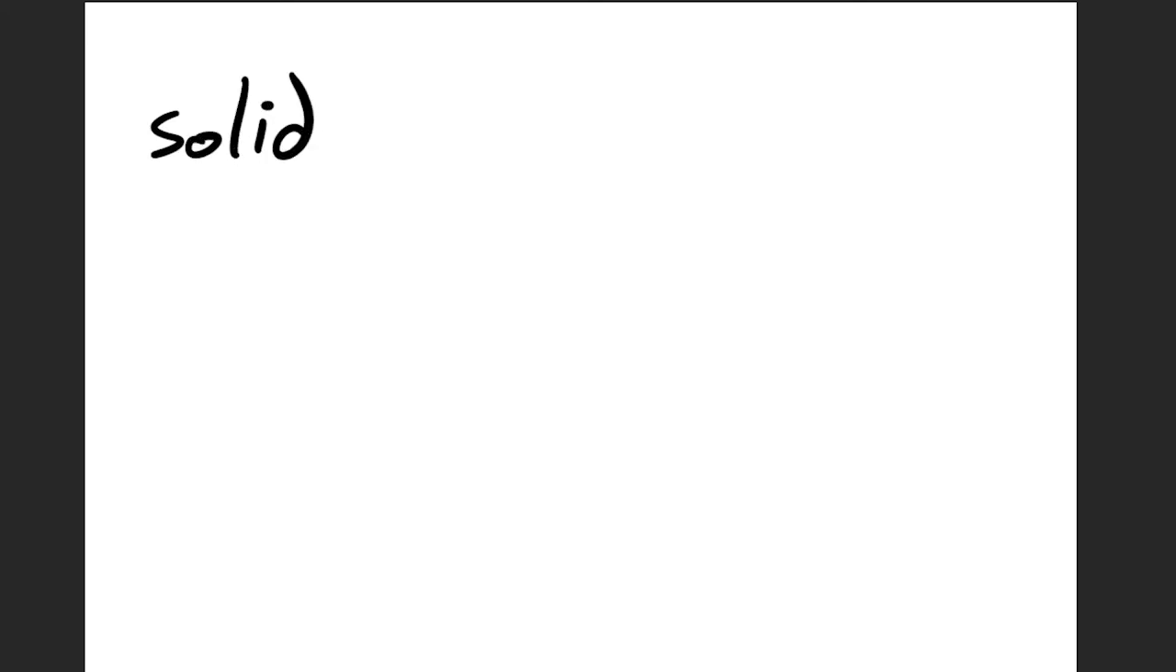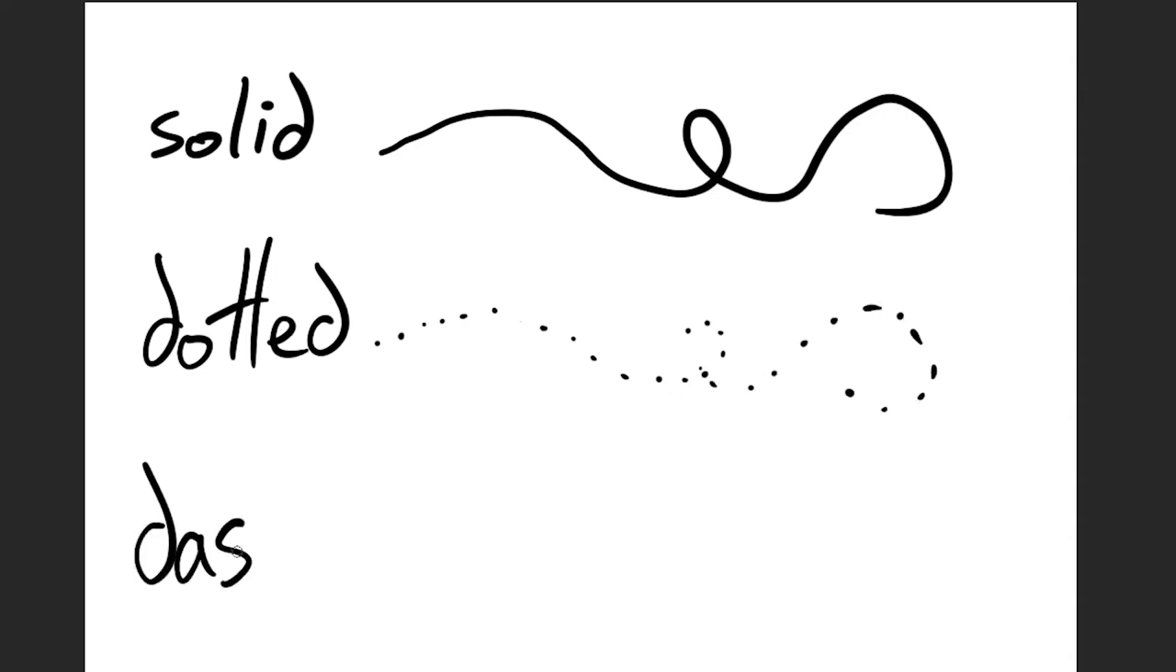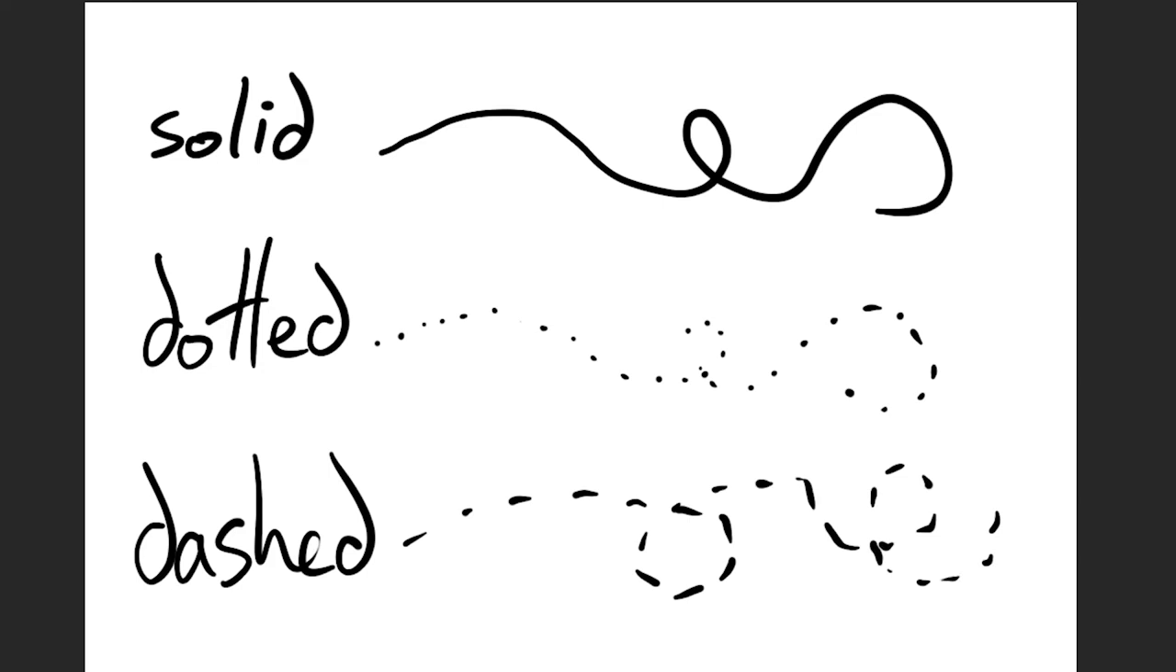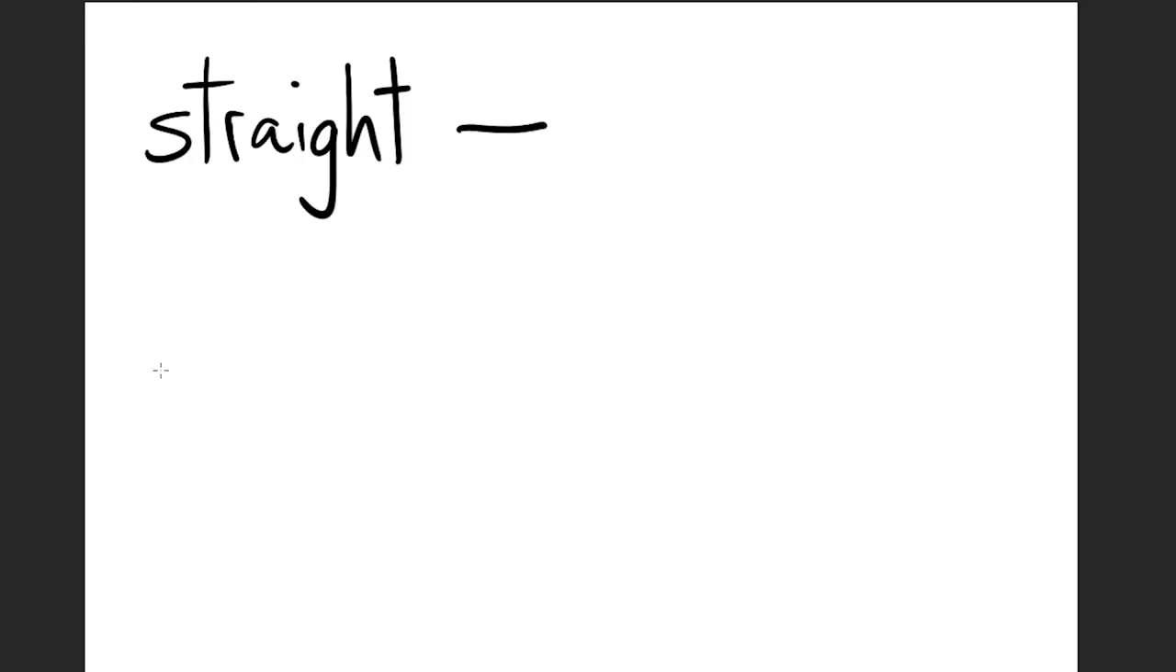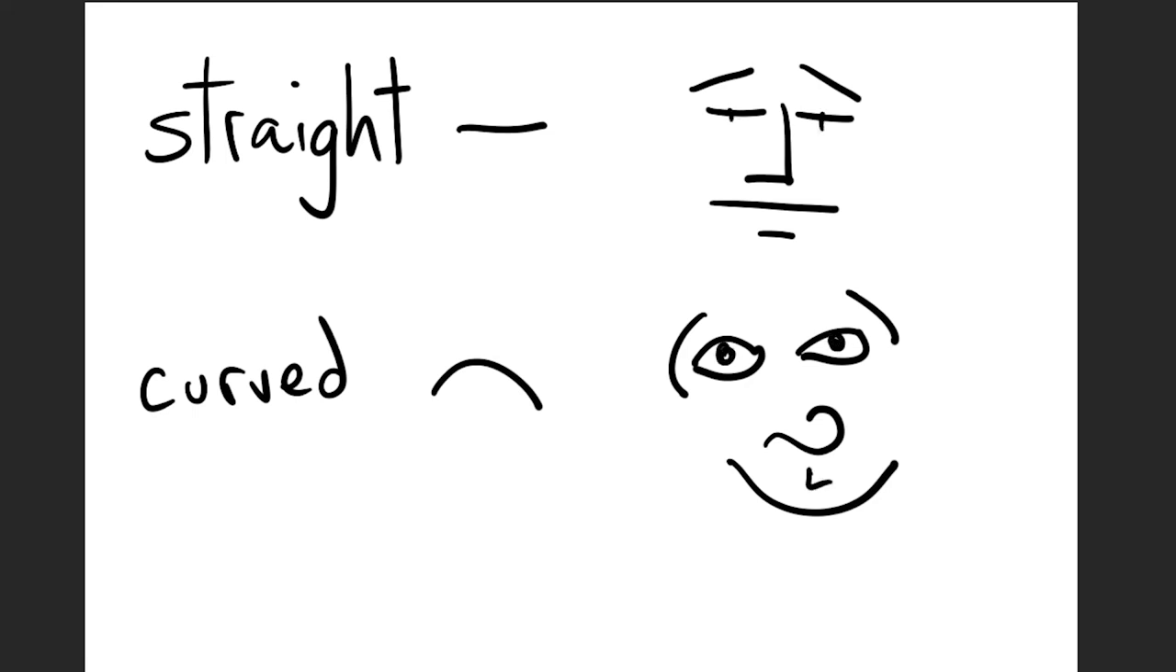There are solid lines and dotted lines and dashed lines. You can use any of these different types of lines depending on what you're doing. You might want a clear solid line to define a space, or a dotted line to create the impression of a division. There are straight lines and there are curved lines. Straight lines can feel very hard and formal, whereas curved lines can feel very soft and almost cartoony.